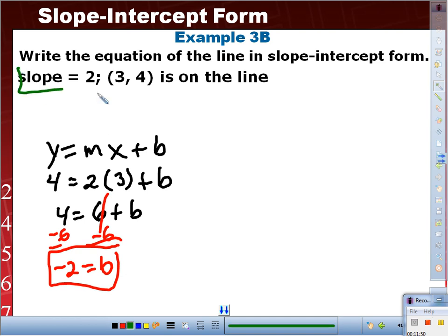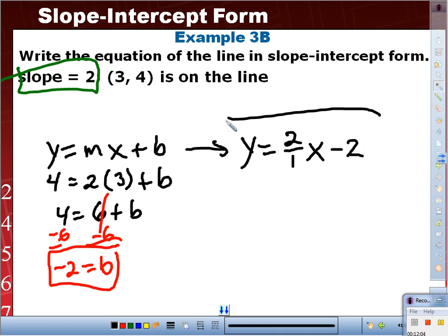So now that I have a slope and a y-intercept, I can write my equation. Y equals, what is my slope? 2 over 1x. And what is my y-intercept? Minus 2. Hands if you got that. Okay. All right.